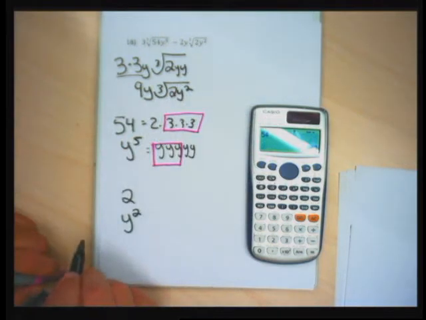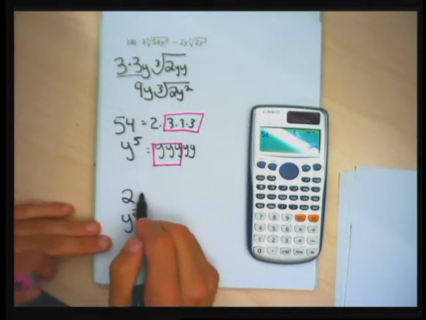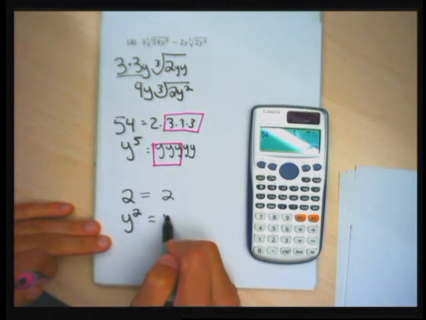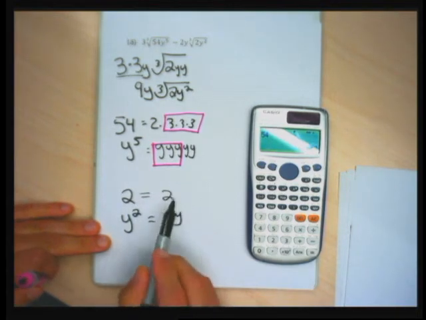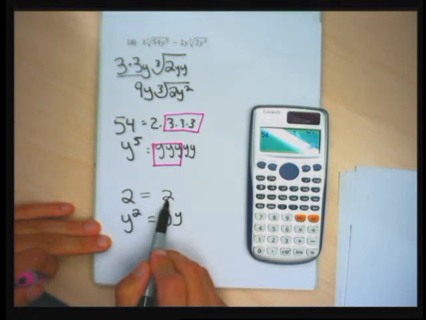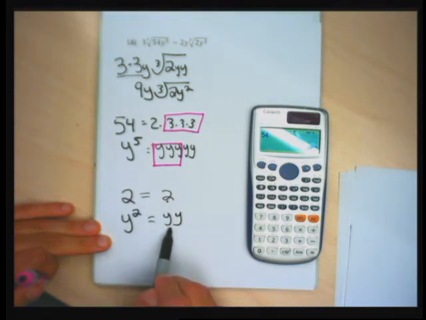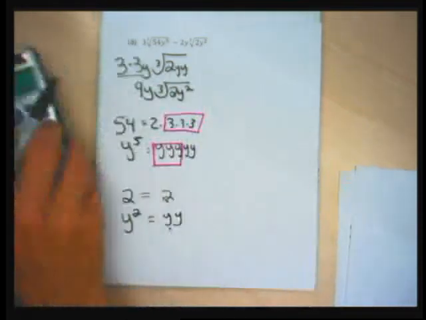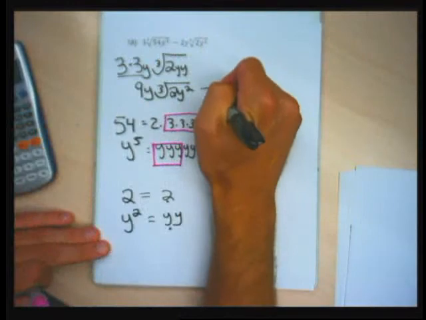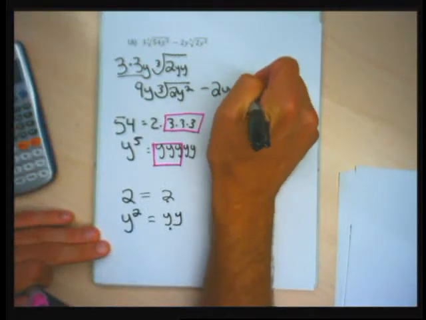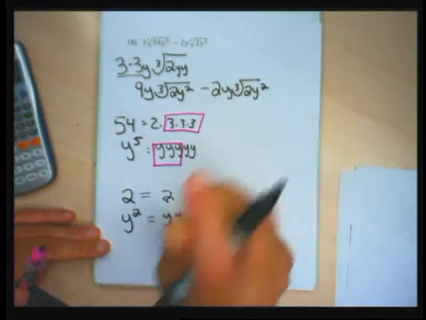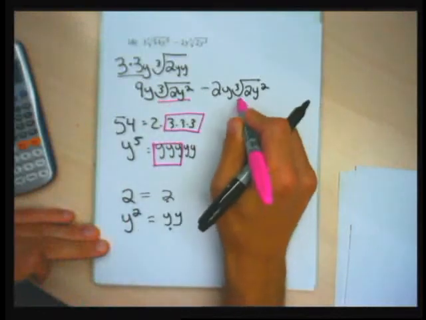This is already simplified enough. If I look at the other radical, the 2 doesn't, in its prime factoring, have a 3 of a kind. The y squared doesn't have a 3 of a kind. The second radical doesn't reduce at all because there aren't any 3's of a kind. But that's okay, because my radical parts already match, because now they both are cube root of 2y squared.